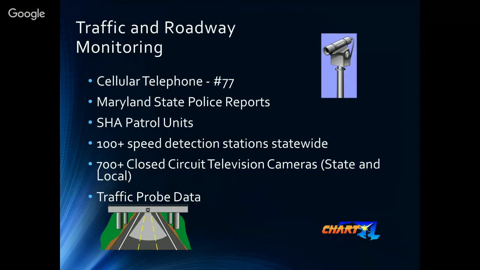We find out from Maryland State Police, and we find out from our own people. We do have speed detectors on the side of the road that tell us how fast traffic is flowing. It doesn't tell us how fast you're going, but it tells us how fast traffic is flowing in general, because that's all we care about. We also have these cameras out there. You've seen them on the side of the road.